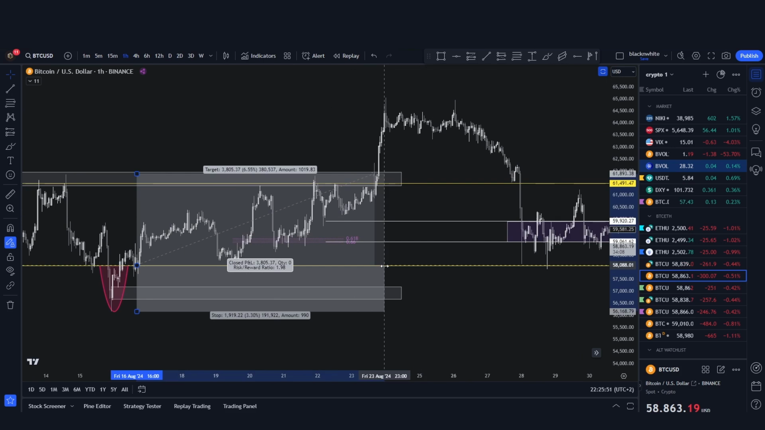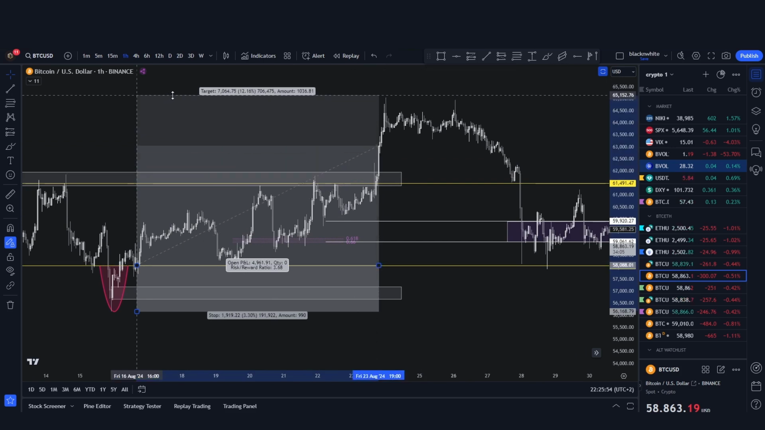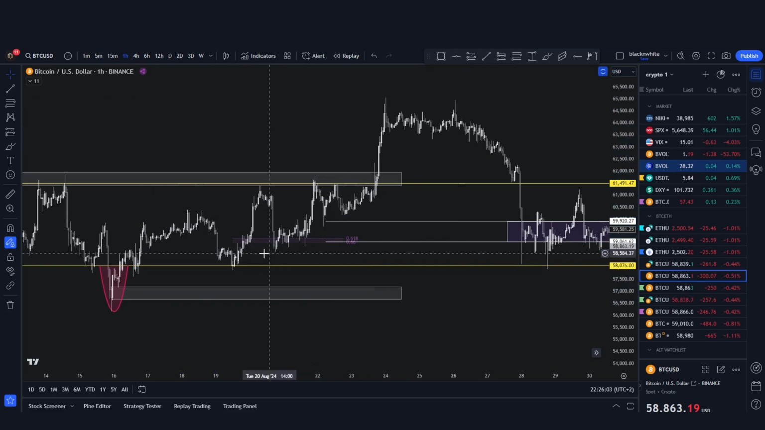And if you waited just a little bit more, if you didn't trim all your profits, you could have had a very nice trade. So 12% spot, a very nice trade.